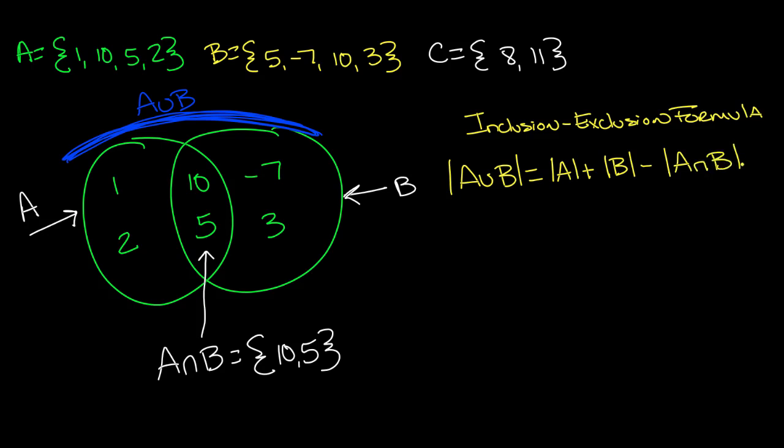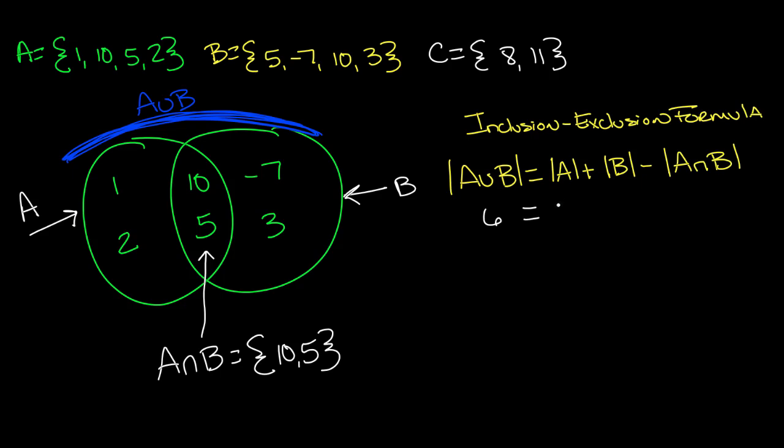Okay, so first let's just check that that's true in this case. So, working over here, we know that the cardinality of A union B, first we can just count that. What's in A union B? 1 and 2 and 10 and 5 and minus 7 and 3. Therefore, this is equal to 6.